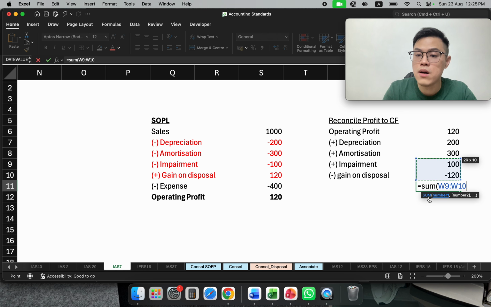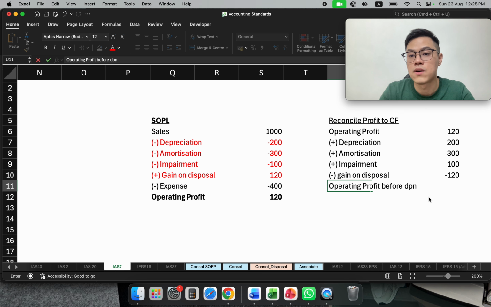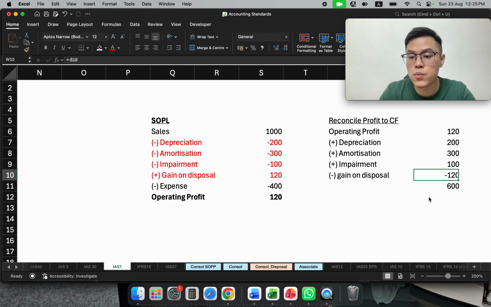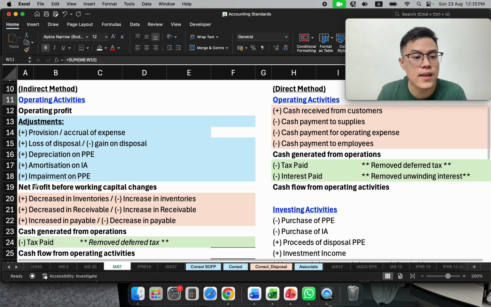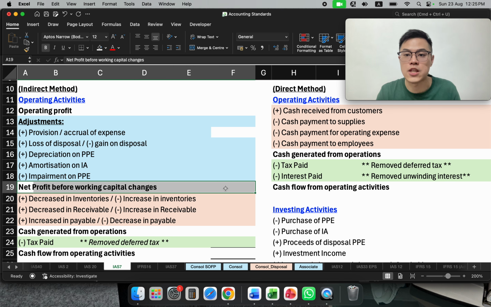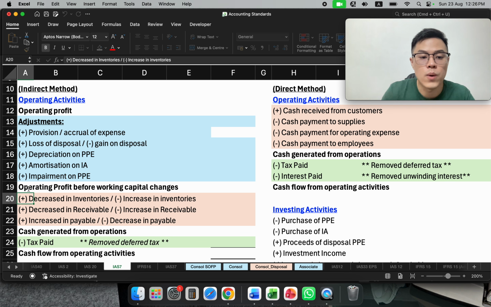So that will be our operating profit before your depreciation, impairment, and the rest of the things, or after the adjustment. So we are going to stop at 600. This 600 is what we intended to find, the net profit before working capital changes. So what does it mean, before working capital changes? To be exact, this is operating profit before working capital changes.